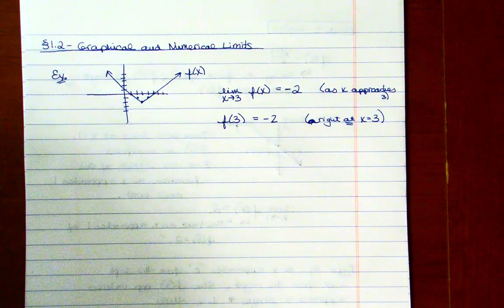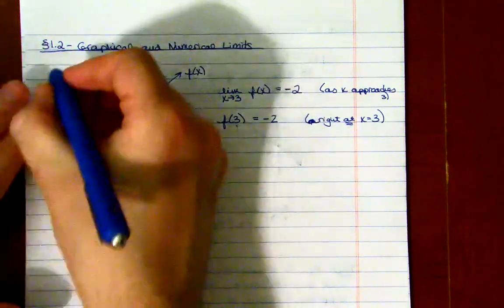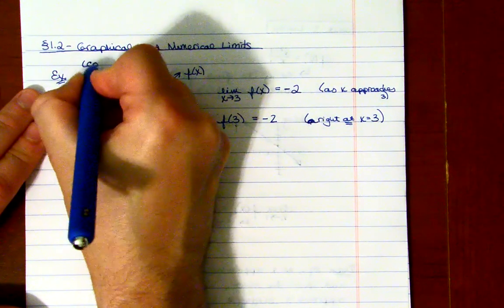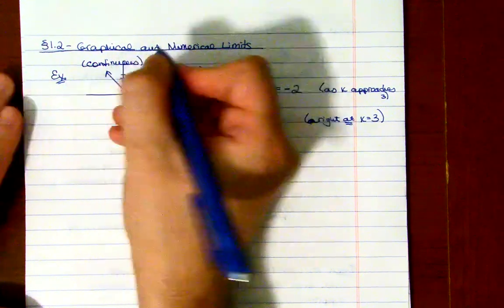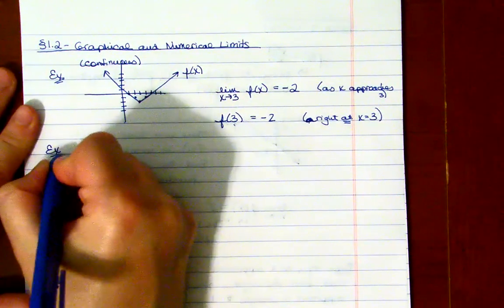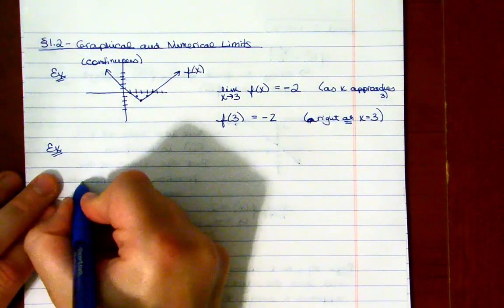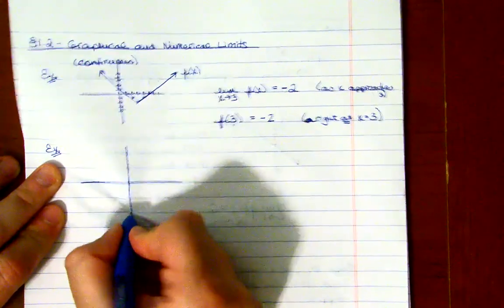In this case, the limit and the f value were the same, and that's always going to be the case if I want to try to find a limit at a particular place where my function is continuous. So I'm going to label this graph as something continuous. Let me show you another example. Let's take a look at something like this.